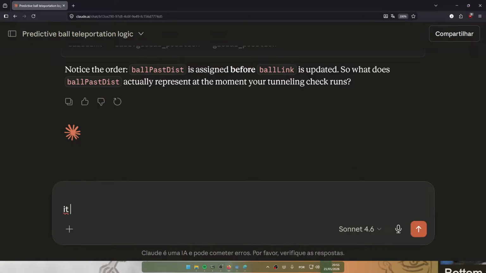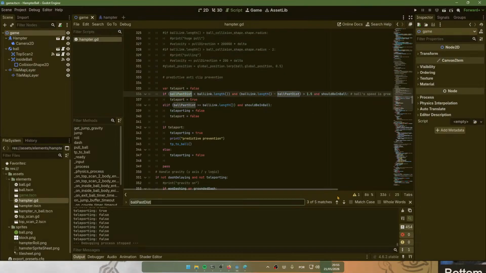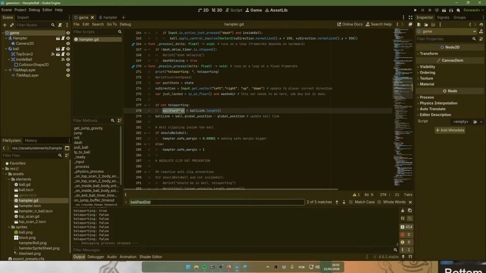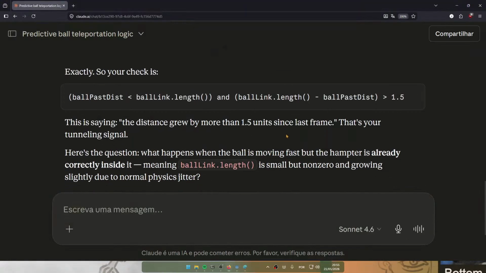It represents the past, the previous frame, this ball link length. Isn't that it? That's it, right? Yeah. This is saying exactly, your check is saying the distance grew by more than 1.5 units since last frame. That's your tunneling signal.